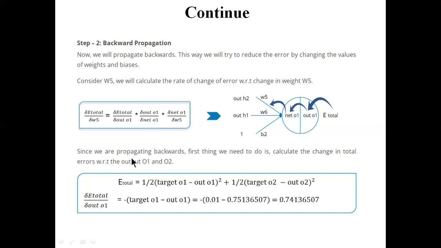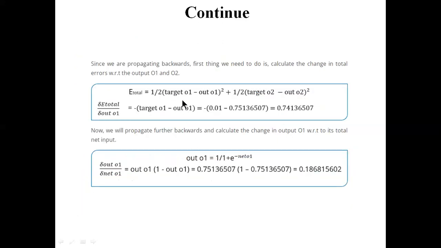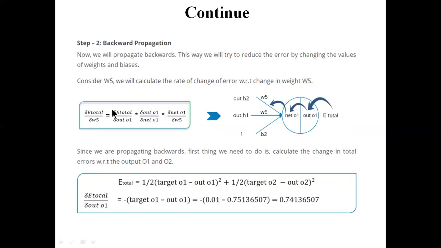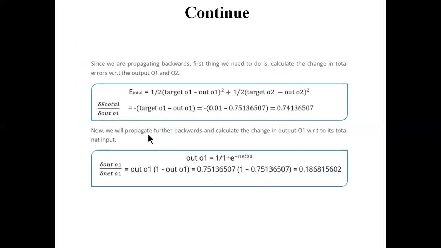Since we are propagating in the backward direction, the first thing we need to calculate is the change in the total error with respect to output O1 or O2. So delta E total by delta out O1 can be written as target O1 minus out O1, and we get this value, 0.75507. So the first term we are getting.